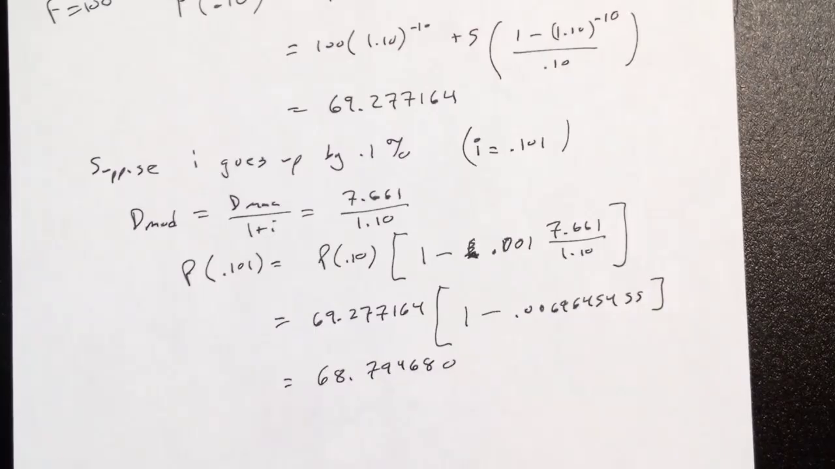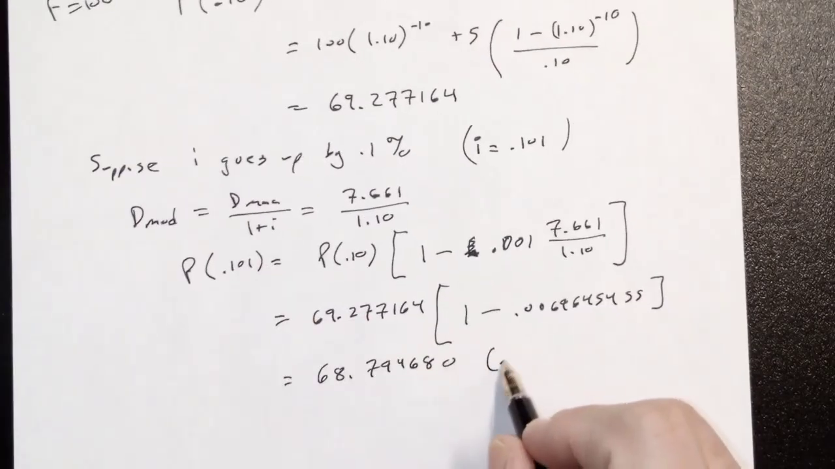The interest rate went up. My present value should go down. Higher yield means I earn more over time. My present price is smaller. Now that's the modified approximation. So this is an approximately equal to.